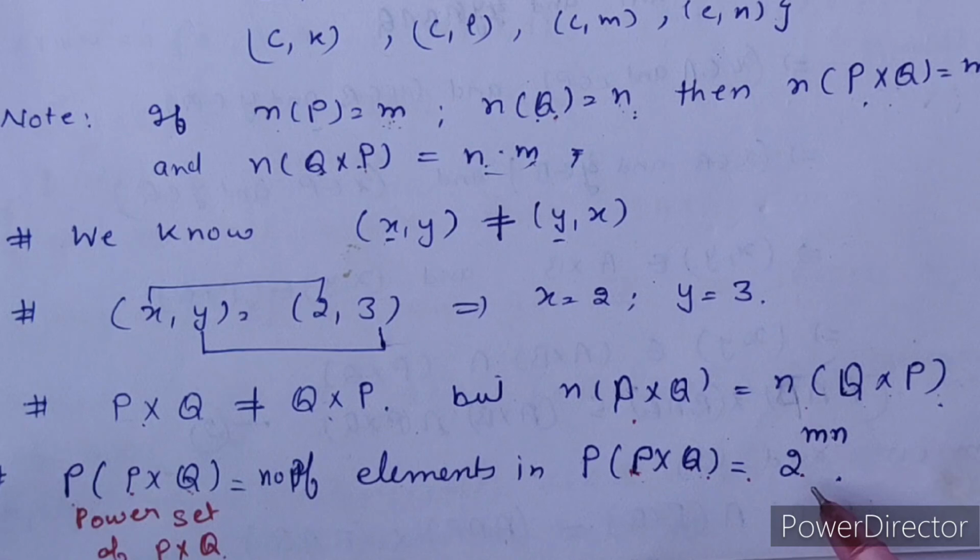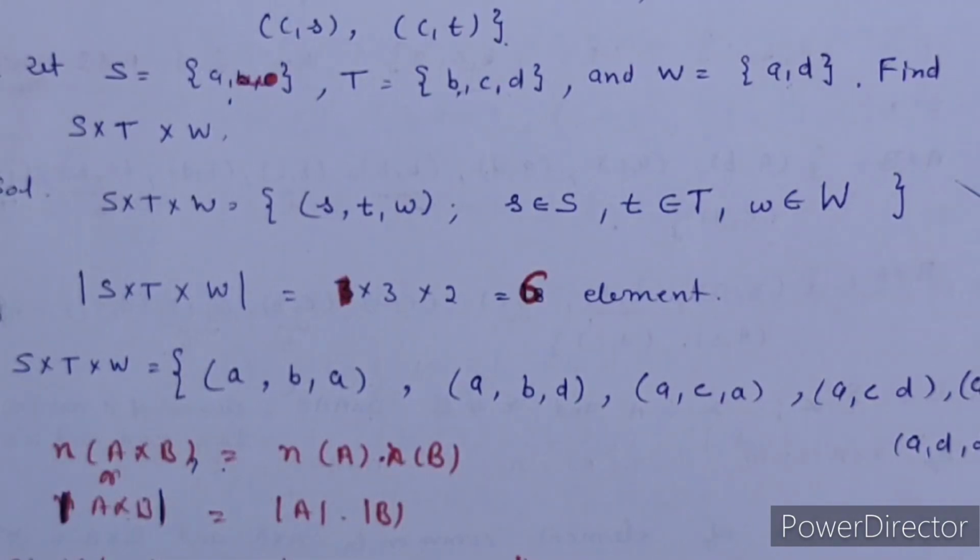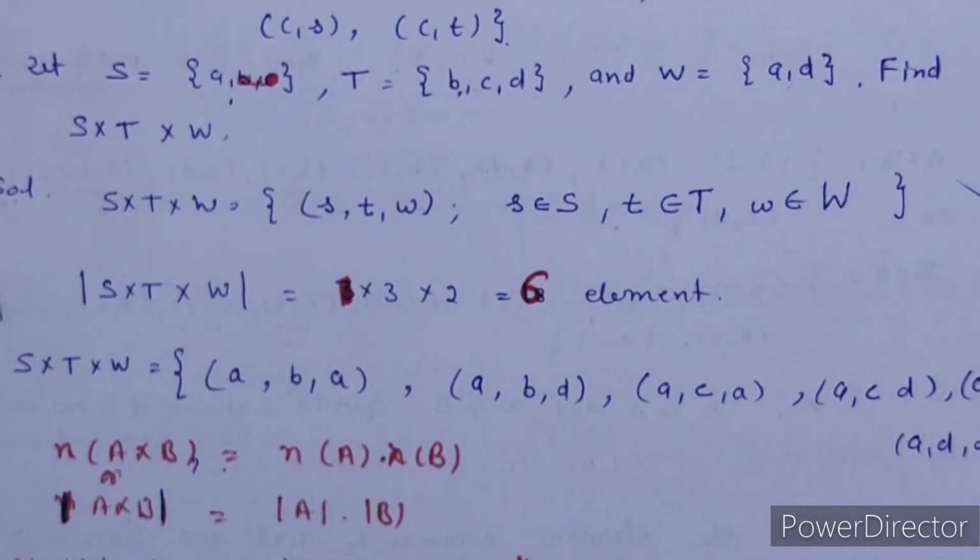In our syllabus there are relations, equivalence relations and partial order relations. There I need this formula. So next is the Cartesian product of 3 sets.